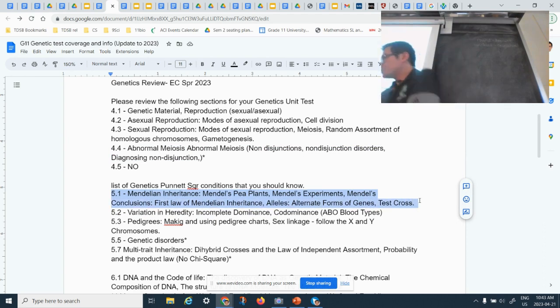5.1, Mendelian genetics. That's our introduction to the Punnett squares and stuff. Now, for this one, let me find that part, for the Mendel's notes and whatnot. Now, that particular handout on Mendel's notes is, where is it? Not here. Oh yeah.